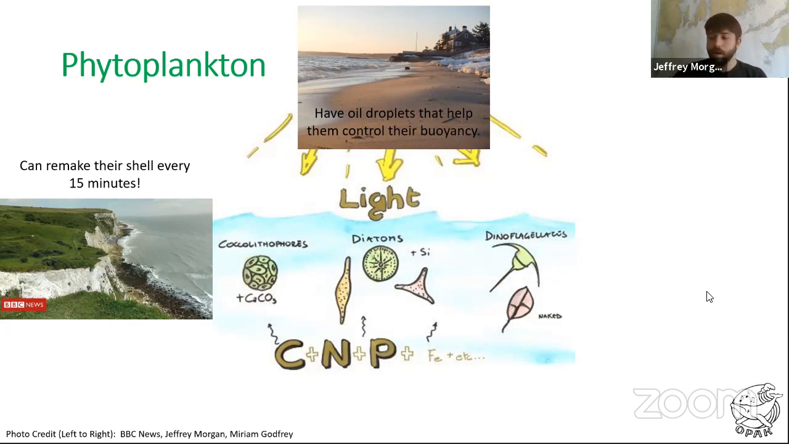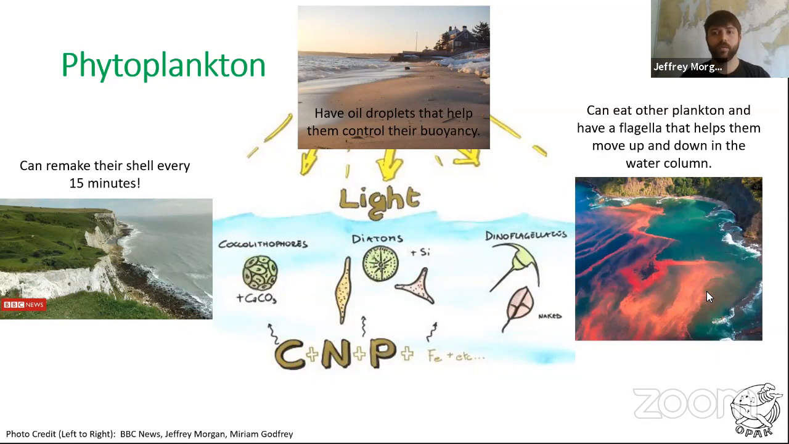And then we have oil droplets. They have oil droplets that can help control their buoyancy in the water column. They can't swim. They drift in the water, but the oil will help them move up and down in the water column. And then we have dinoflagellates, which are actually super cool because they can eat other plankton if they want, and they have a little flagella that helps them move up and down in the water column as well. And the picture there is showing you a red tide event. Dinoflagellates tend to be the species or type of phytoplankton that are most often found in red tides.